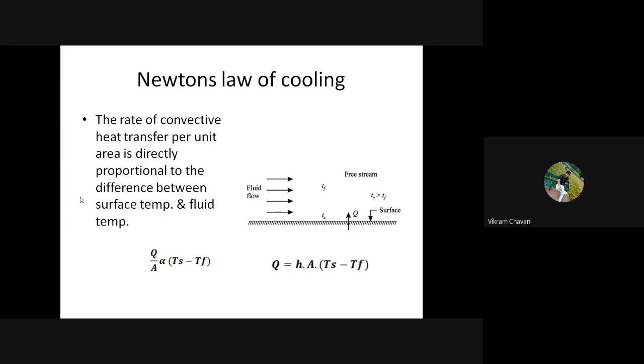So the statement, mathematically we can write: q by A is directly proportional to Ts minus Tf. Next we have to normalize this equation, and normalization will happen by introducing the proportionality constant. So q is equal to h multiplied by A into bracket Ts minus Tf. For understanding purposes you can draw this once again, no problem.